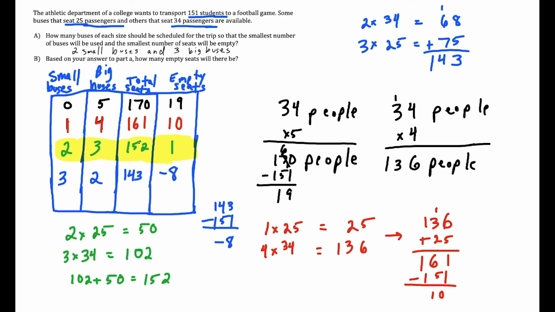And based on our answer to part A, how many empty seats will there be? Well, we already did the math. The total number of seats in this layout here is 152. So if we only need to transport 151 students, we'll have 152 minus 151. We'll have only 1 empty seat. Okay, so these are our solutions to this question here. But once again, the main idea is organize your work, because this could be kind of tricky to do. And when you make the table like this, it's very clear what your solution has to be.